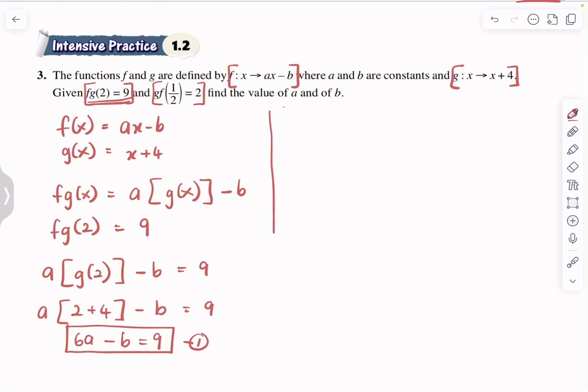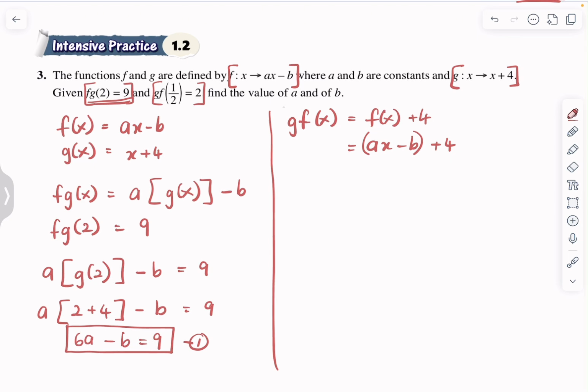Right. Then gf(102) is 2. Okay. So first we need to find what is gf(x). g(x) is x plus 4. g(y) is y plus 4. Therefore gf(x) will be f(x) plus 4. And f(x) is ax minus b. So we put ax minus b plus 4.